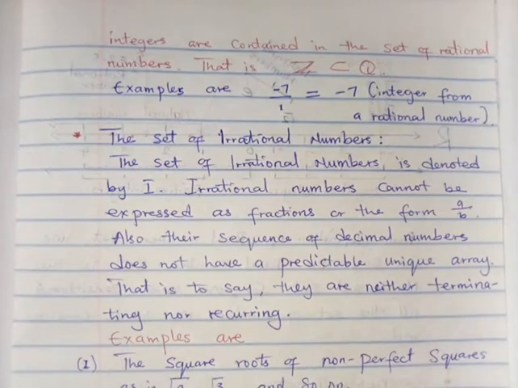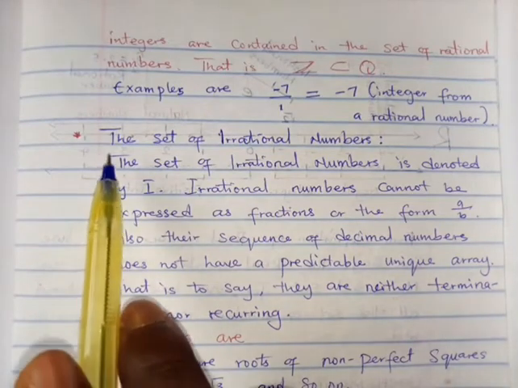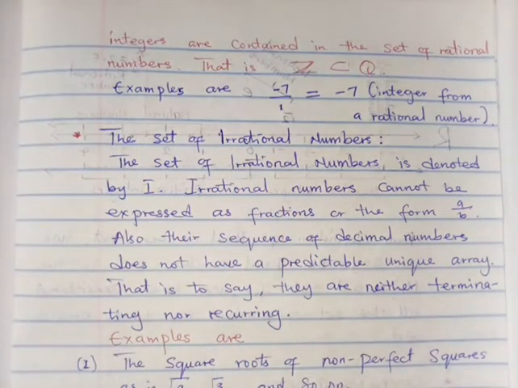Okay, so we'll proceed to the next one, the set of irrational numbers. The set of irrational numbers is denoted by I. Irrational numbers cannot be expressed as a fraction of the form a all over b. Also, their sequence of decimal numbers does not have a predictable pattern, that is to say, they are neither terminating nor recurring.